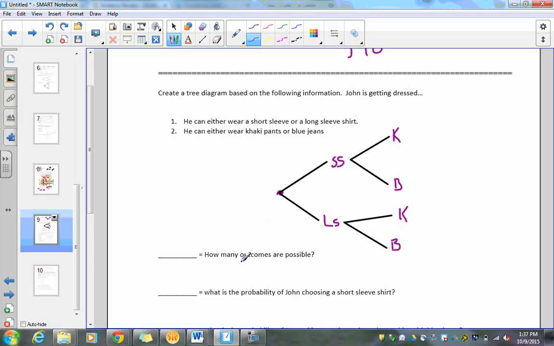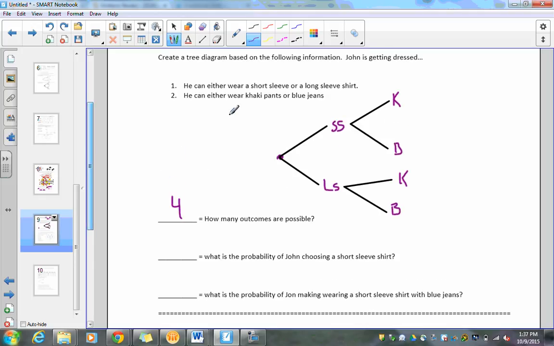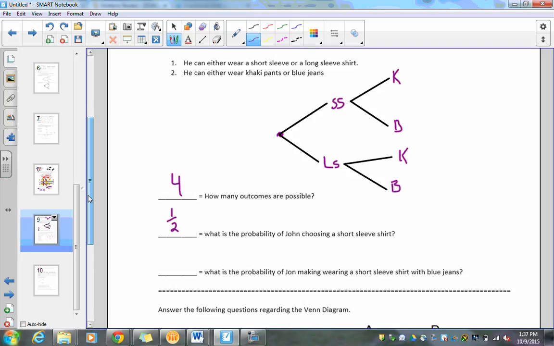All right, first off, how many outcomes are possible? Well, since we drew a tree, it's pretty simple. There's a total of 4 final branches, so that means he's going to have a total of 4 options. What is the probability of John choosing a short sleeve shirt? Well, he had a choice between short sleeve or long sleeve, so that's half. So that's 1/2, pretty easy. It's kind of a basic example here.